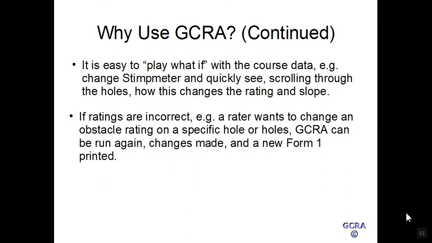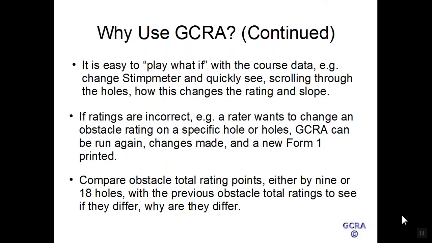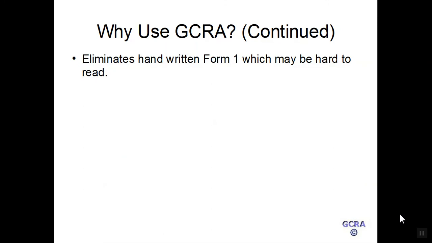If ratings are incorrect, for example, a rater wants to change an obstacle rating on a specific hole or holes, GCRA can be run again, changes made, and a new Form 1 printed, which is what the output should be in every case. You can compare the obstacle total rating points, either by 9 or 18 holes, with previous obstacle total rating points to see how they differ and why they differ. This is important because if you have that data from the previous rating and this rating, and I can guarantee you they won't be the same, you can try to figure out if there's a big difference and where it is and what you can do about it.